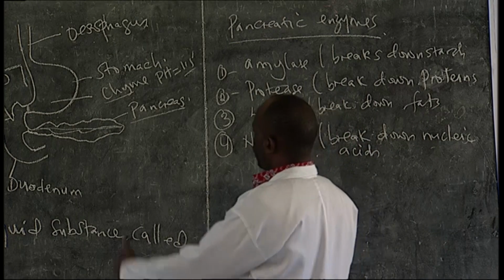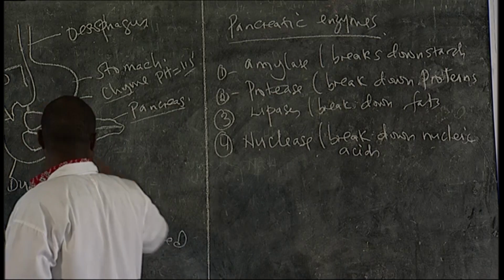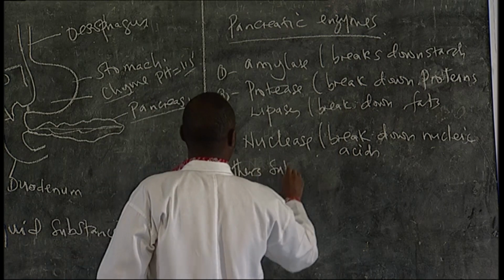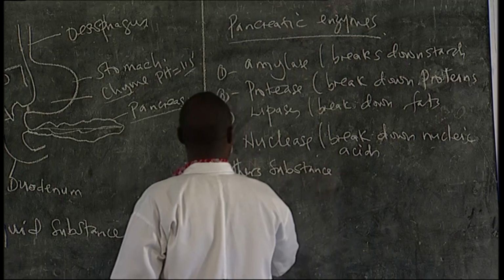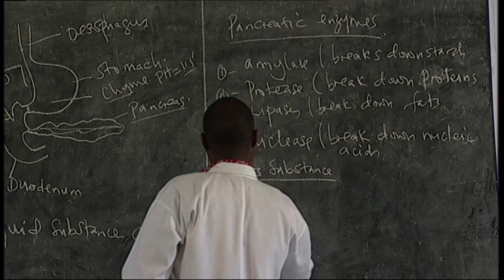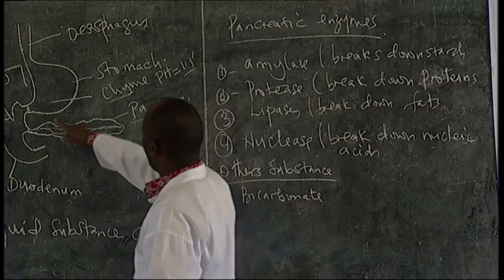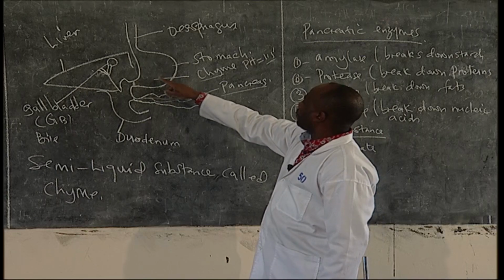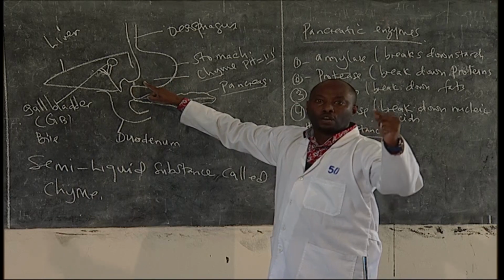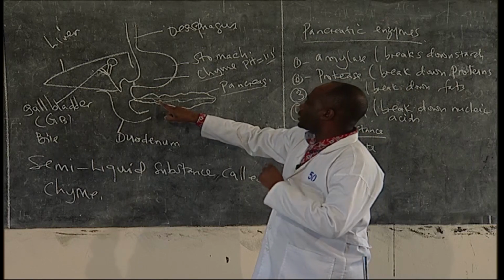But there are also other substances that are released by the pancreas to perform the function of breaking down the food, and that is the bicarbonate. This bicarbonate is very important because, as I told you, once the chyme is released from the stomach, it has a pH of around 1.5. So once it is released, the pancreas has to release bicarbonate.